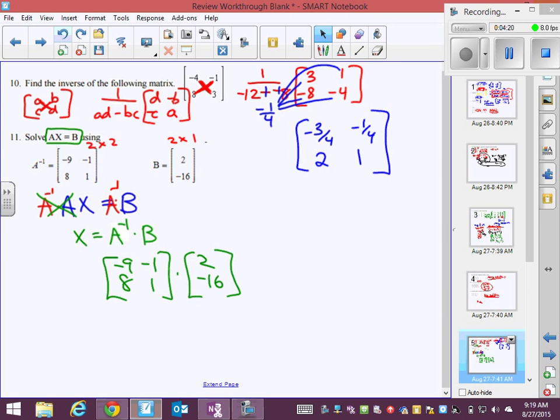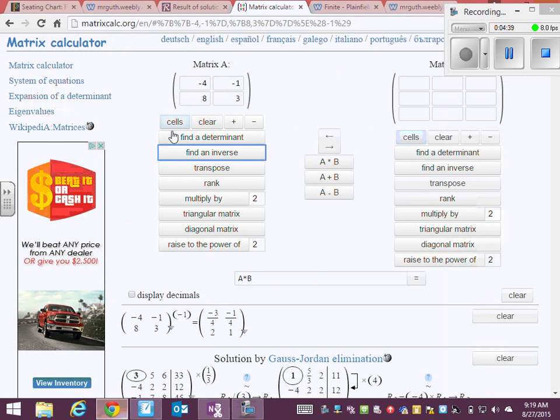And so if you want to do it by hand, remember to do your rows by columns. Rows by columns. I can see that I've got a 2 by 2 times a 2 by 1. So I know my answer is going to be a 2 by 1. Let's do it on the calculator. So we have negative 3/4, negative 1/4, 2, and 1. And then over here, I've got a 2 and a negative 16.